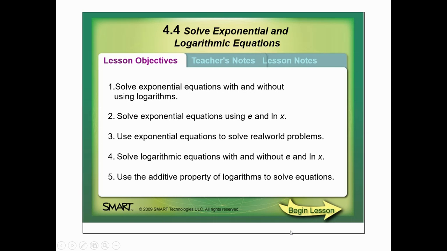As I talked about before, we targeted the first 3 goals in our last video. We're going to target learning goals 4 and 5 today. With this video, solve logarithmic equations with and without your natural base e and natural log of x, and using all the different properties we've looked at for logarithms to solve equations.